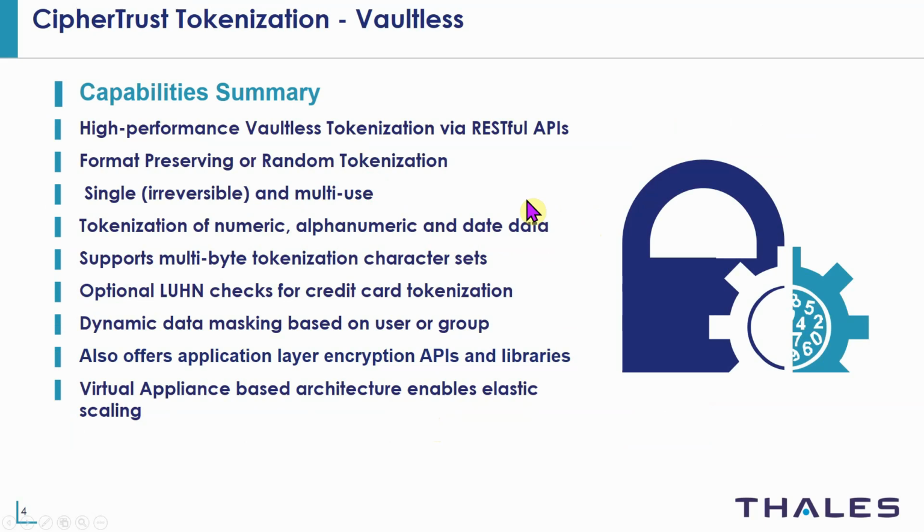So, capability summary: high performance vaultless tokenization via RESTful APIs, format preserving or random tokenization, single, irreversible, and multi-use tokenization of numeric, alphanumeric, and date data, support for multi-byte tokenization character sets, and optional Luhn checks for credit card tokenization. So Luhn checks are really good to validate the credit cards. Not so good in the testing environment where you don't want to use actual credit card numbers, but this is optional. It's just a checkbox. It's very easy to enable or disable.